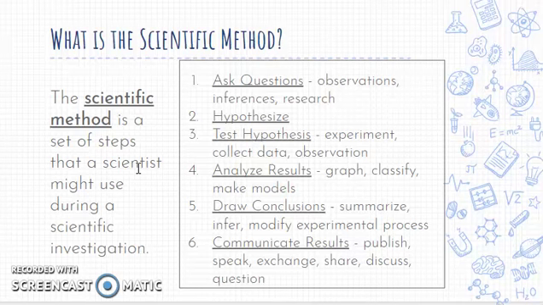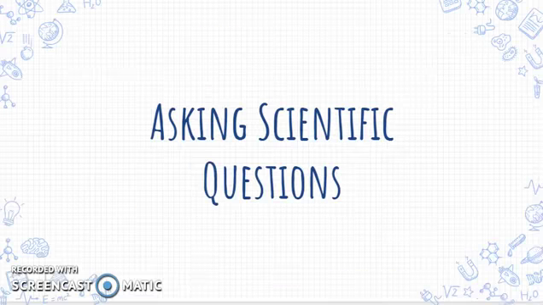You finally will draw conclusions, which are going to be summarizing all of the information you've gathered up to this point, making some inferences, and modifying your experimental process to potentially retest. The final step is communicating your results, putting it out there for others to see. So we'll go through each of these steps more specifically, starting with asking questions.